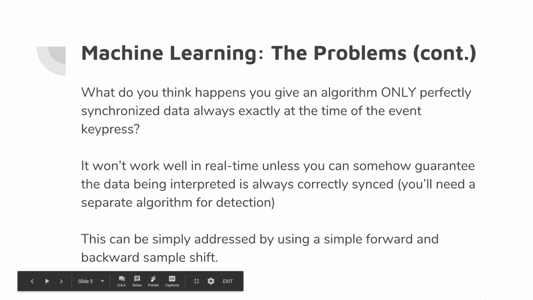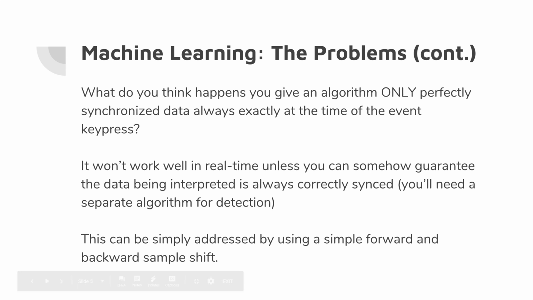So what do you think is going to happen if you give an algorithm only perfectly synchronized data, always at exactly the time of the event key press? It will not work well in real time, unless you can somehow guarantee that the data being interpreted is always correctly synced. In other words, let's say I'm looking for an ECG, right? Then I would need to guarantee that every ECG signal I record from a patient in the live setting is 100% synchronized to the exact position of when the QRS wave is and when all the other waves are.